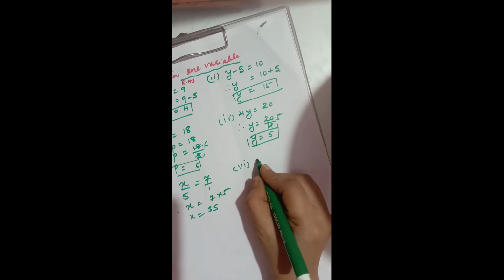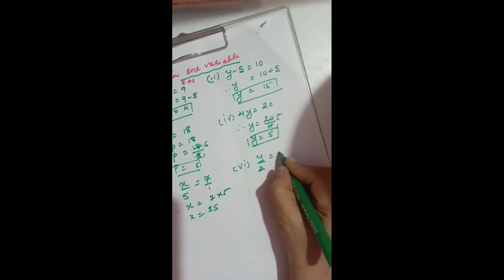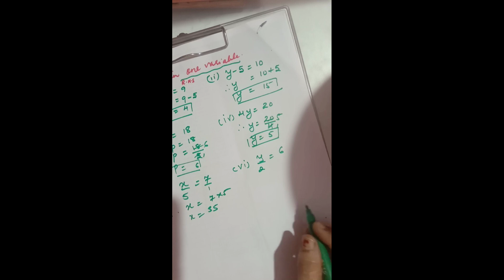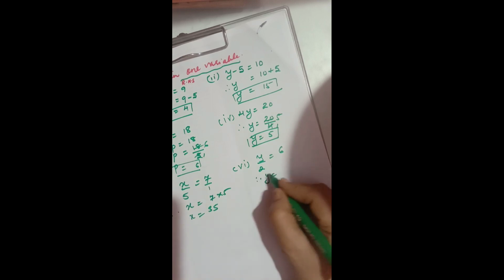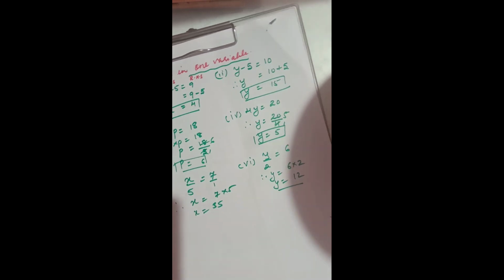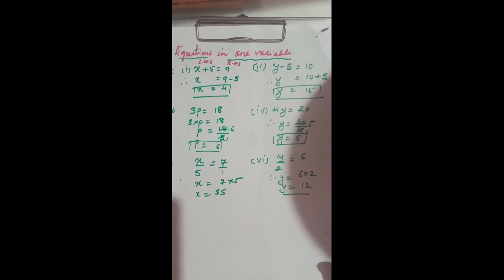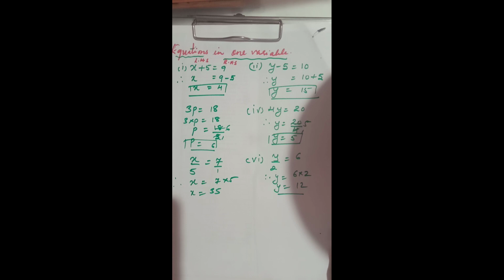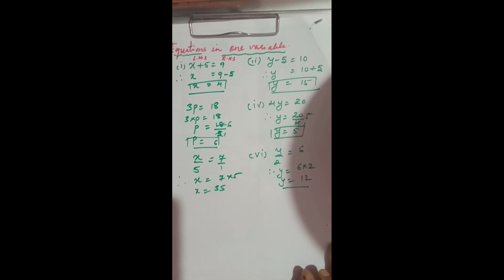So this you have to remember children, when the number is in the denominator, when you shift the number to the other side, it goes up in the numerator and it becomes multiplied. y is equal to 6 into 2, that is y is equal to 12. So these are some basic equations we have learned to solve, which you have also learned in your previous class. Now let's start with the practice set 36.